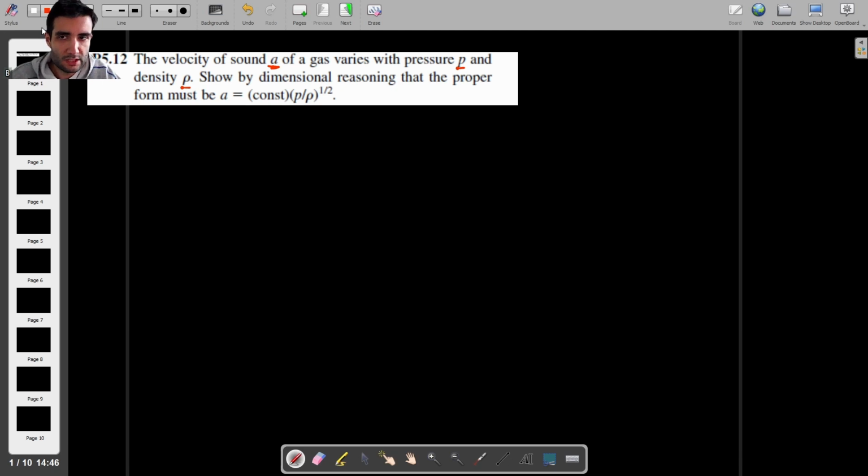So the first thing we do is we look at how many variables we have. So we have three variables. We have A, we have pressure, and we have density. And we write each of them one after the other. And then the next thing I would do is write the units for each of them.